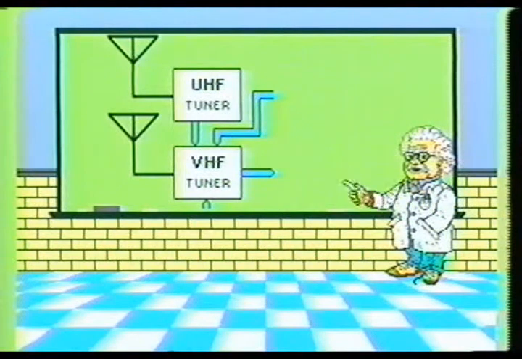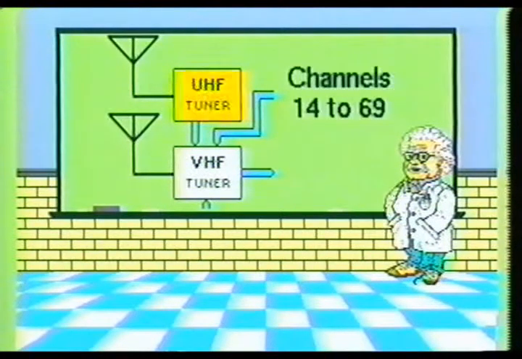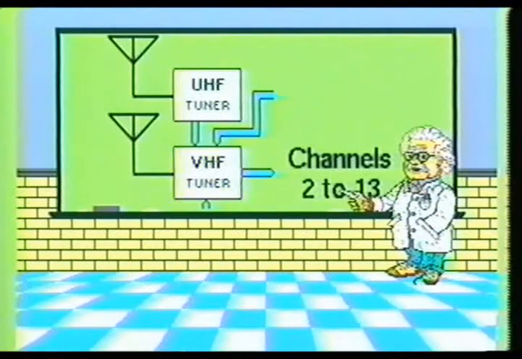The tuner consists of 2 major sections, the UHF, or ultra-high frequency stage, and the VHF, or very high frequency stage. The UHF stage is designed to receive channels 14 to 69 of the broadcast channel bandwidth. The VHF stage is designed to receive channels 2 to 13 of the broadcast channel bandwidth.